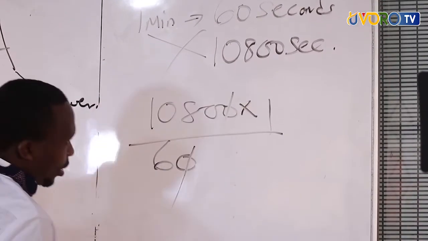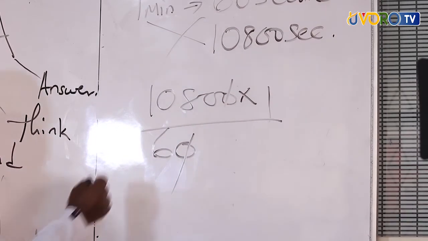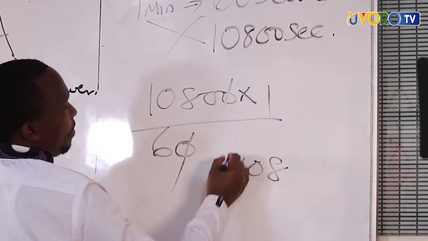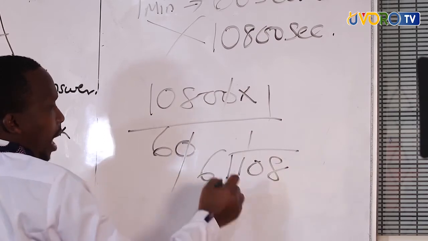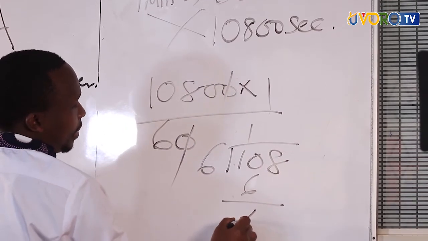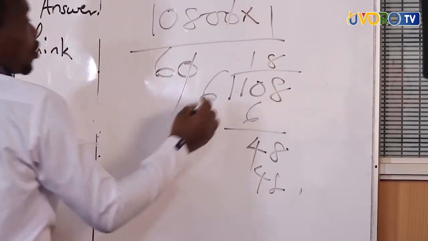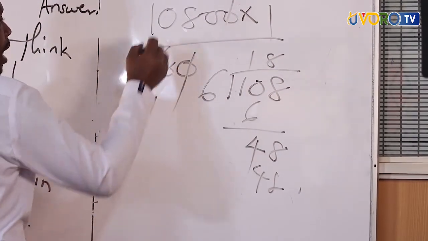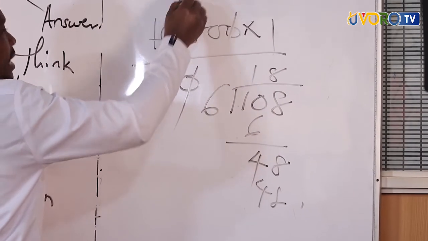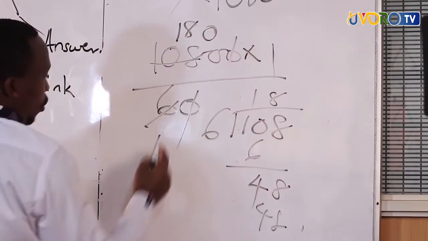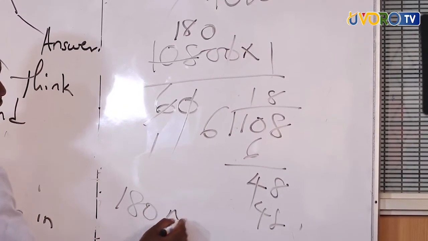0 by 0. Now, what is 108 divided by 6 times 1? Remainder 48. 8, 48. So it is by 6, 1 by 6, 18. And we have a 0. So that is 180 minutes.